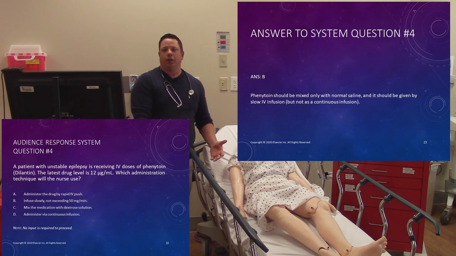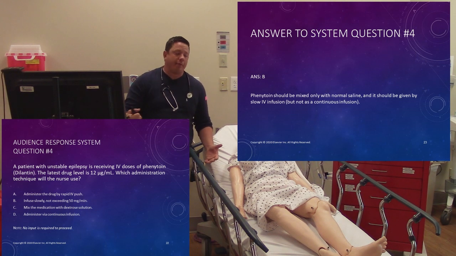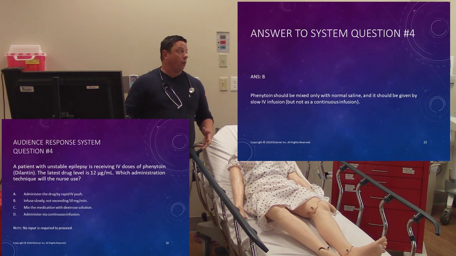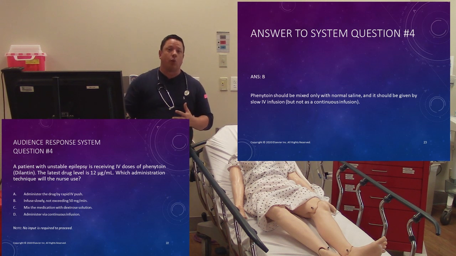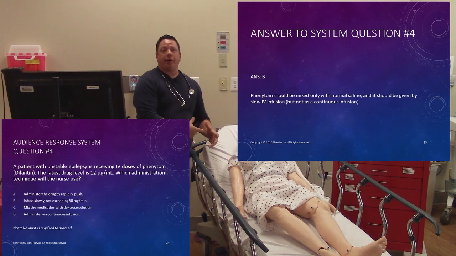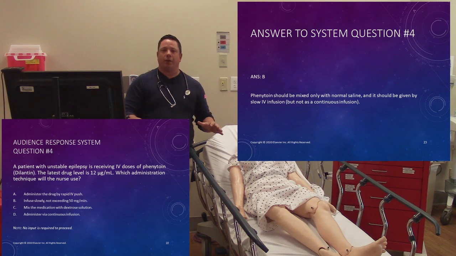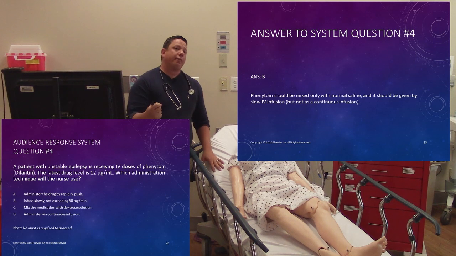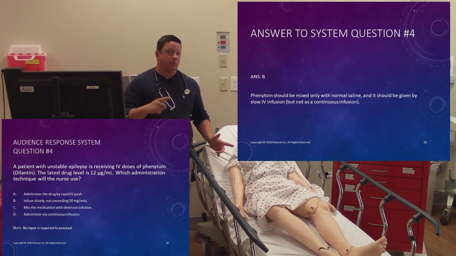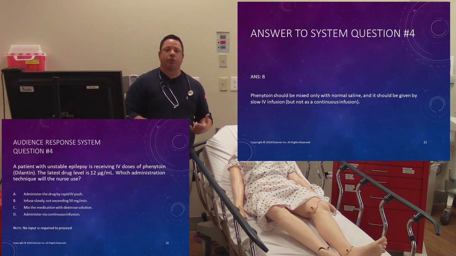Everything's good, right? Administer the drug by rapid IV push? No. One, the range is 10 to 20. He doesn't need rapid anything. He's already therapeutic. It doesn't matter. But we don't give this drug rapid IV. It's always slow. Rapid IV can cause hypotension. Remember that?